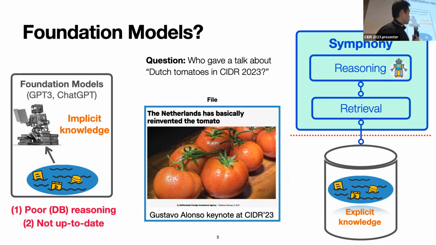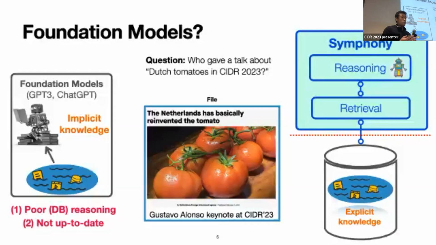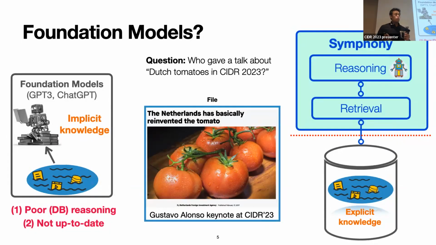So now assume you have a question: someone gave an interesting talk about the Dutch tomatoes in CIDR 2023, but you don't know who gave the talk, and you don't know the content of the talk. So the data is there, right? But the data is an image, the text information. If you want to use a foundation model to answer the question, you have to retrain the model. And retraining the model is extremely expensive because it contains 100 billion parameters. So we cannot afford to do that.